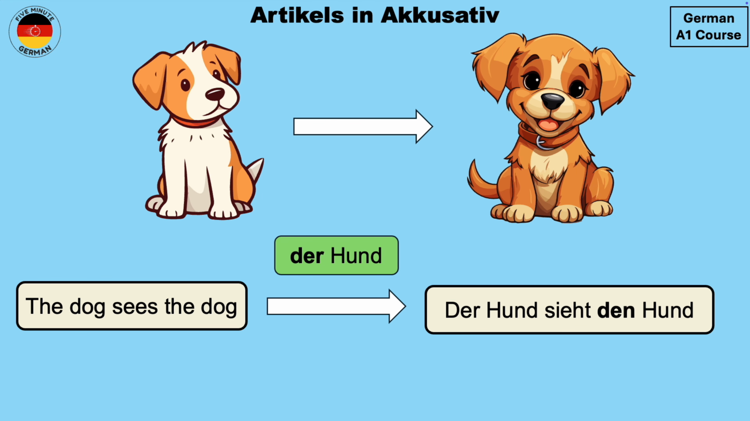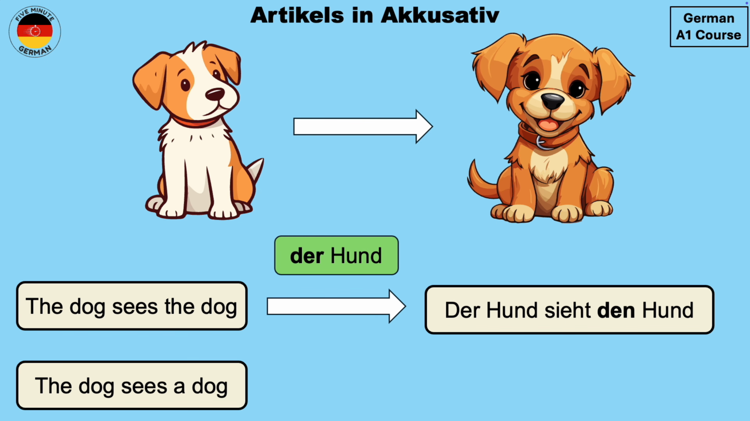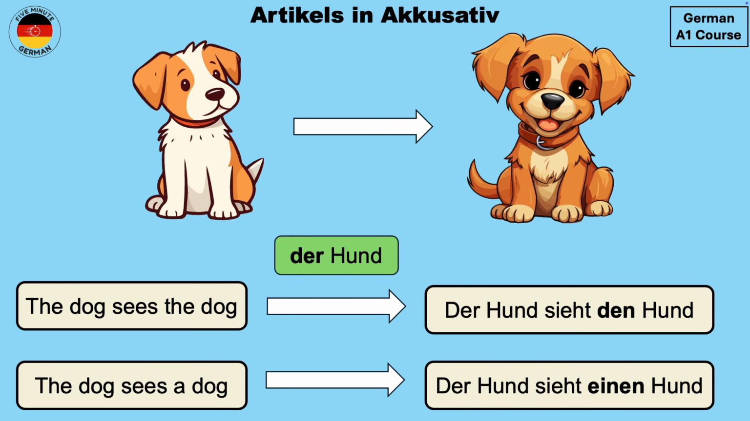And for the object you can say what does the dog see or what is being seen, and that is the other dog. So let's see the same sentence with an indefinite article, and that is the dog sees a dog. So this will become Der Hund sieht einen Hund. The dog sees a dog. So the second dog is the object or accusative and the first dog is the nominative. That's why we use der with the first dog and den or einen with the second dog.